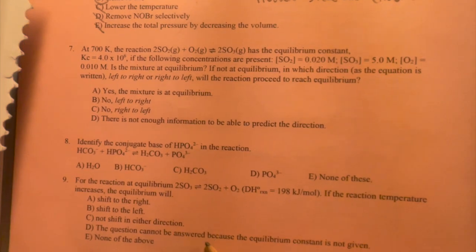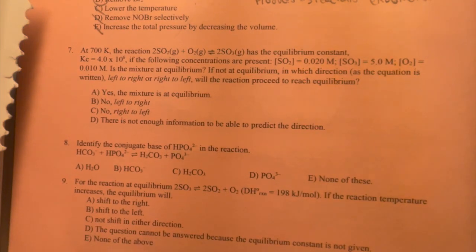Okay, let's go over 7. At 700 Kelvin, the reaction of SO2 as a gas plus O2 as a gas in equilibrium with 2SO3 as a gas has the equilibrium constant Kc of 4 times 10 to the 6. If the following concentrations are present, is the mixture at equilibrium? If not at equilibrium, in which direction, as the equation is written, left to right or right to left, will the reaction proceed to equilibrium? Okay. So we're given a Kc value, right?